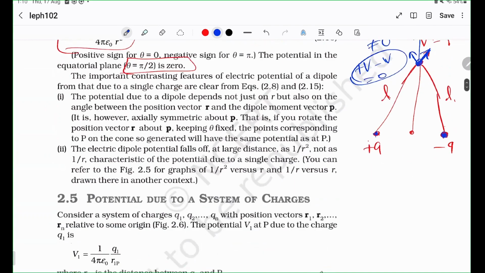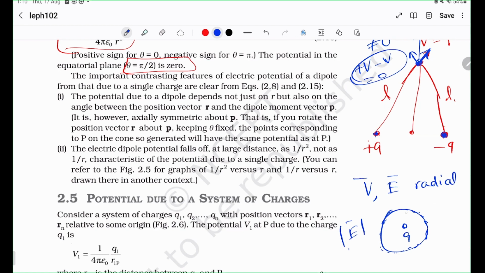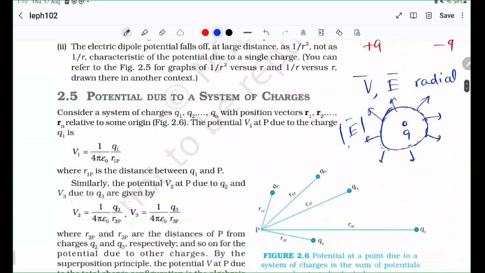Another fact I should emphasize is potential and electric field due to a point charge are radial. That is, if you take a circle, or a sphere more accurately, around the charge Q, the value of the potential is same at all points of the sphere, and the magnitude of the electric field is same at all points. The directions are obviously different, they're obviously radial, but radial symmetry is an important point to keep in mind.